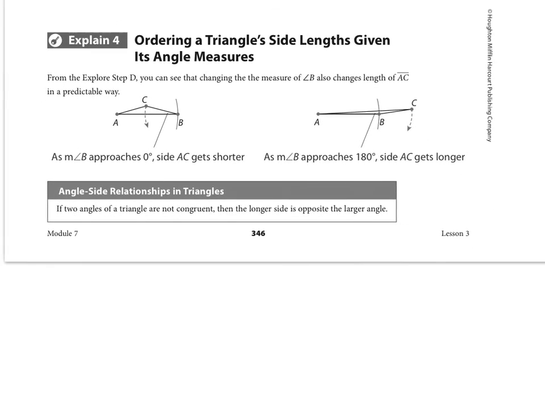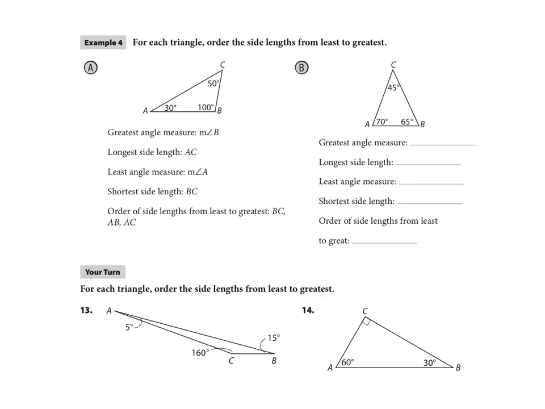Okay, once you've done those your turns, as we're looking at Explain 4, again we're using this angle side relationship, so the bigger the angle is, the longer the side opposite it. Same idea as what we were just doing, but also kind of in reverse. So go to page 347, please. And in example 4, we're going to be ordering now the side lengths from least to greatest as we're starting with information about the angle measures.